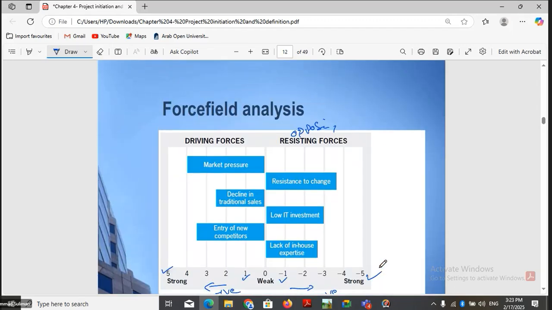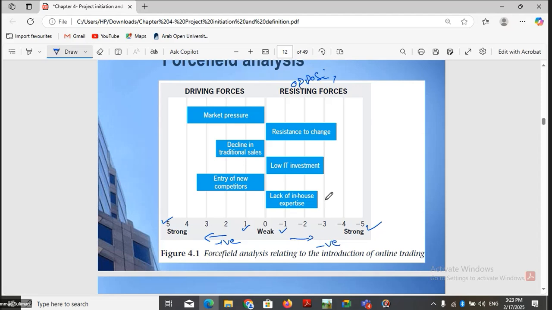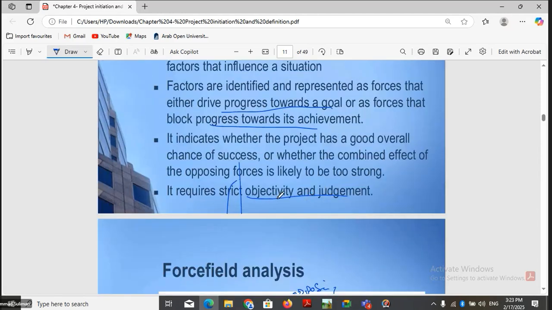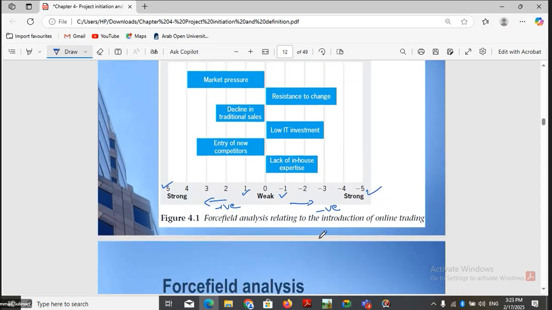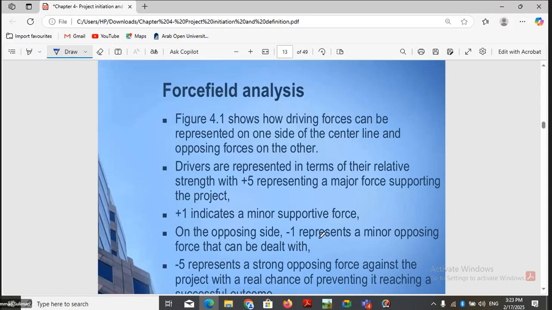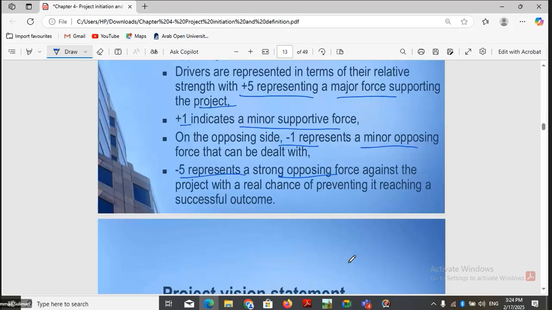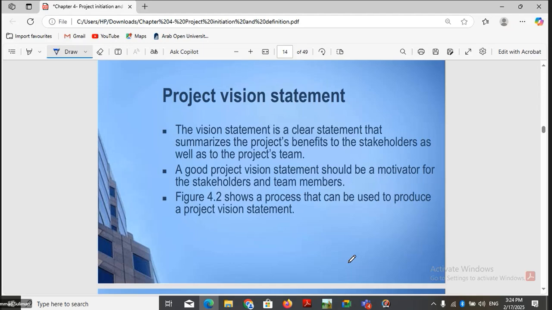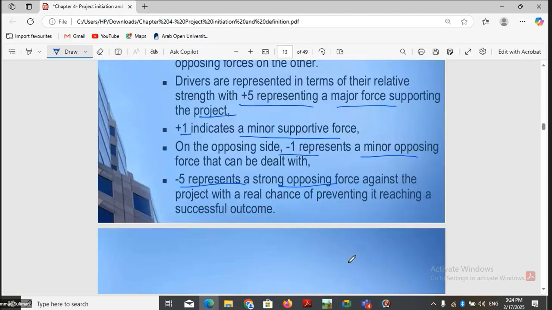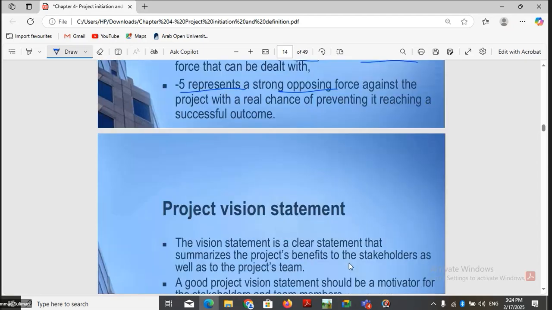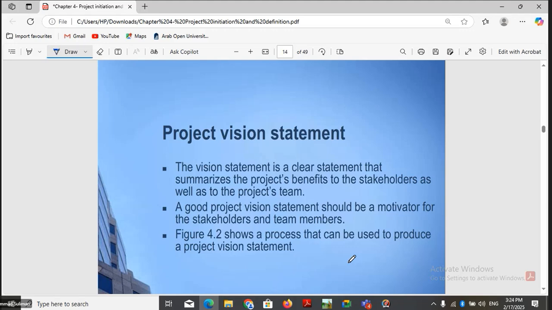So you can see how these are put. This is a lot about the objectivity and the judgment of every action. This figure shows how driving forces can be represented on one side of the center line and the opposing forces on the other side. So +5 represents a major force supporting the project, whereas +1 is minor support. -1 represents minor opposing, and -5 represents a strong opposing force against the project, which must be avoided. So we can use force field analysis to see the opposing power and the supporting power of the project.